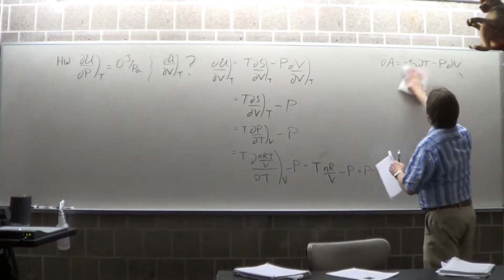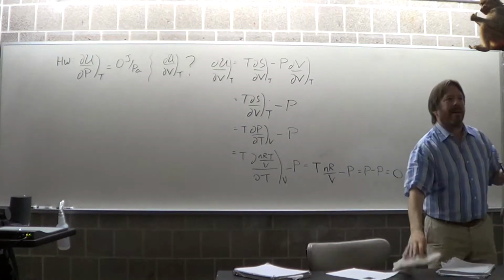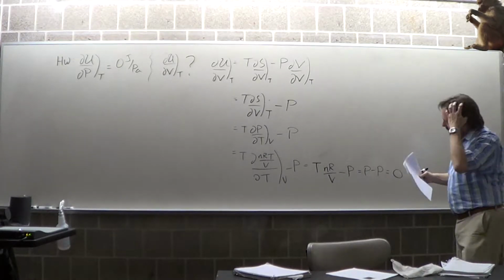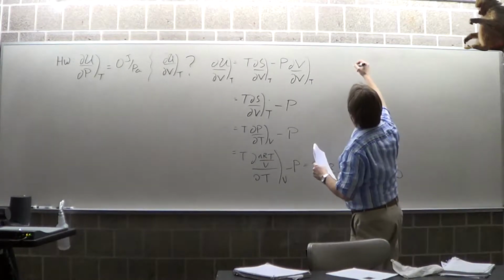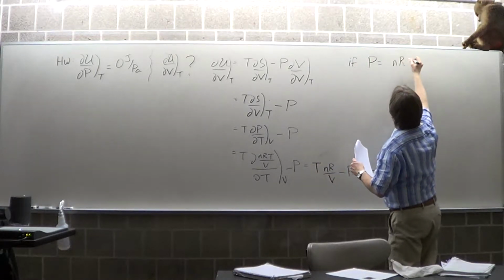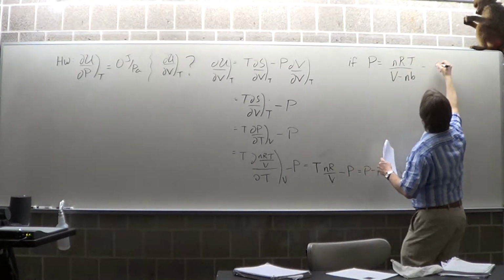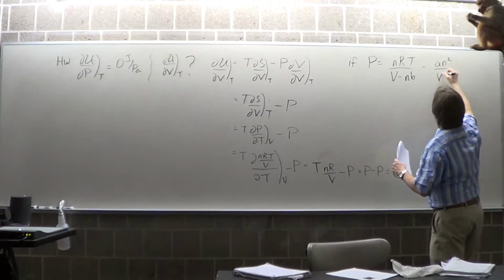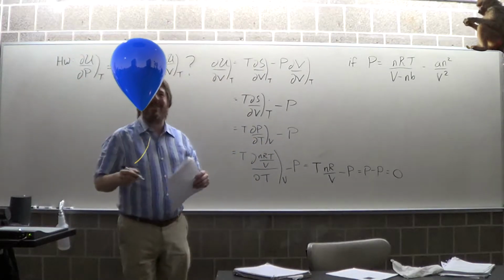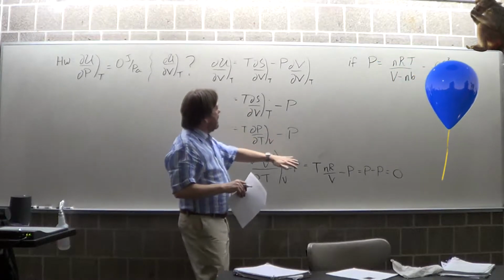Now I'm going to throw a monkey wrench into the whole thing. I only have done this on one question on your homework. Maybe the next homework I'll add it. We have one more homework, and I'm definitely tempted to do this on the test. What if P is nRT over V minus nb, minus a n squared over V squared? Uh-oh. What if I asked you to do this for the van der Waals gas? Let's just keep this up here.